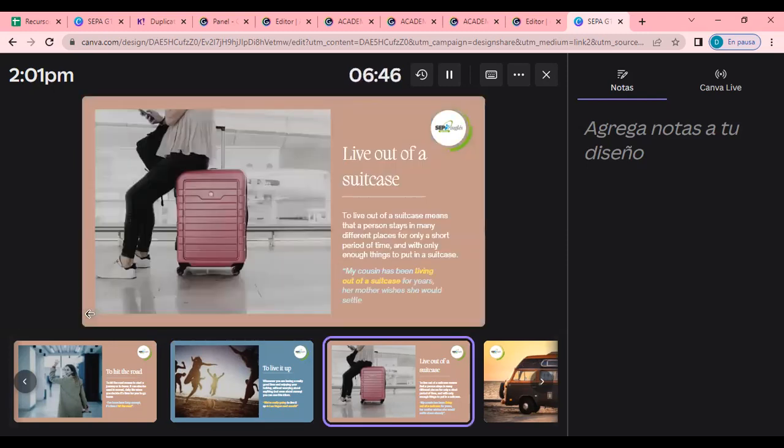Live out of a suitcase. To live out of a suitcase means that a person stays in many different places for only a short period of time, with only enough things to put in a suitcase. My cousin has been living out of a suitcase for years. Her mother wishes she would settle down already.